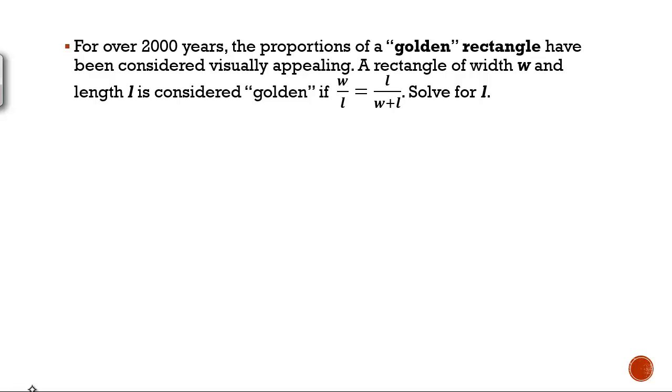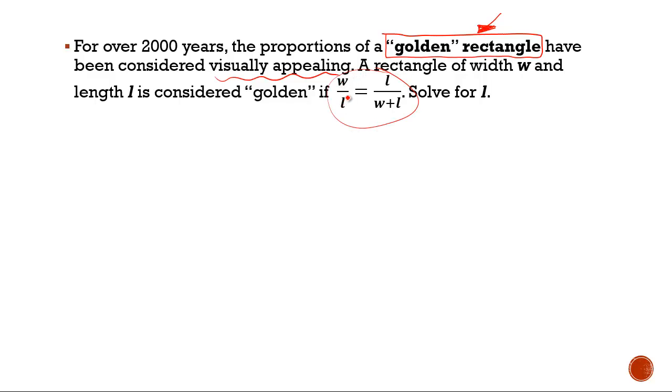Here's another example. For over 2,000 years, the proportions of a golden rectangle have been considered visually appealing. Please Google this and check out some of these incredible proportions that are noticed in our world, not only in nature, but also credit cards, the ratio between the sizes of things that catch our eye. It's quite incredible. But this is the proportion that is used.